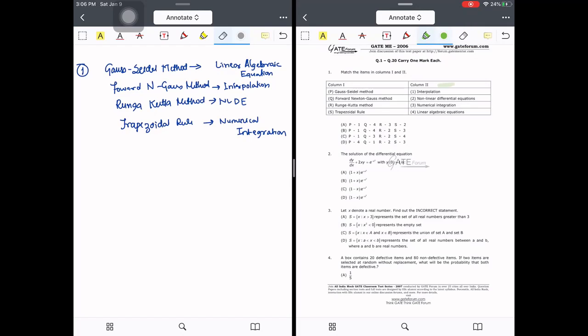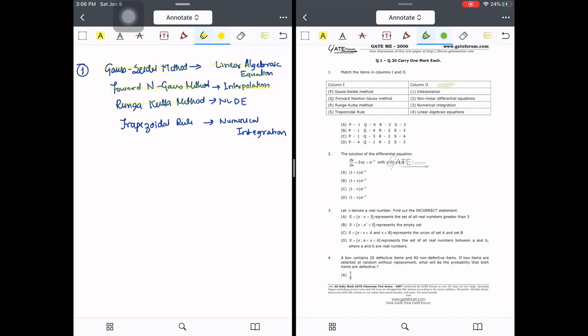So let's start with question number one. They have given some numerical methods on the left hand side, and in column 2, what each one is actually used for. So I directly wrote the answer.